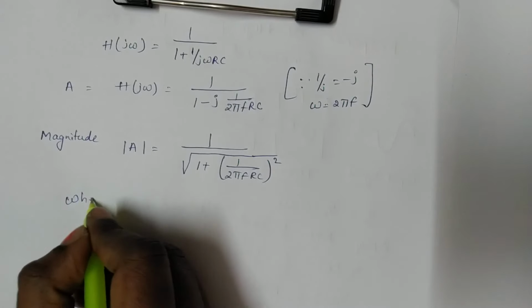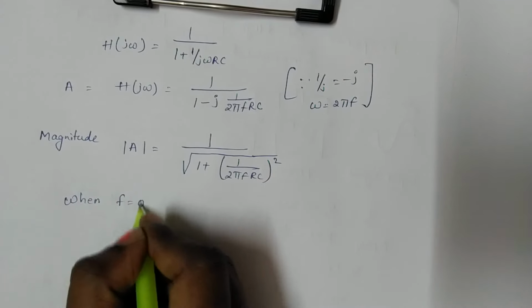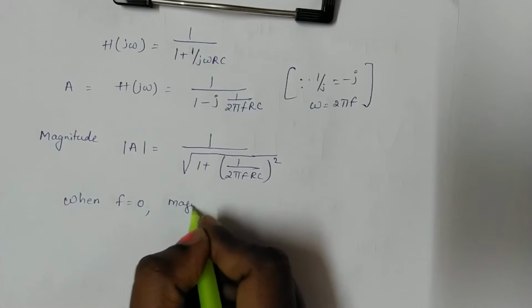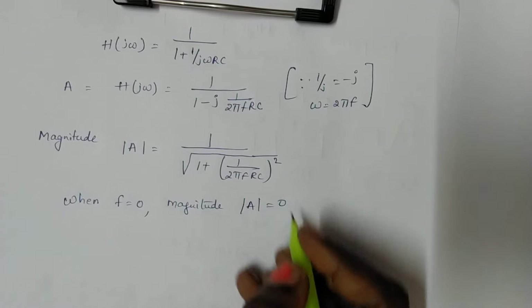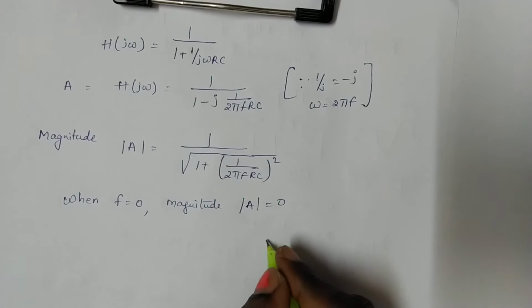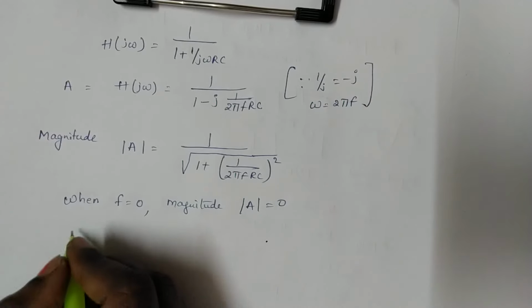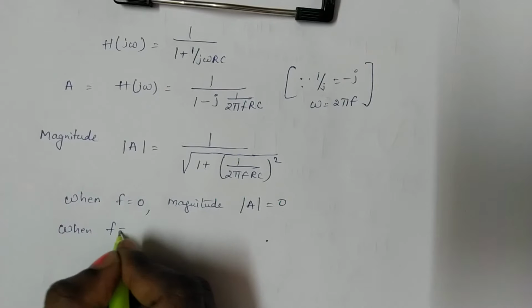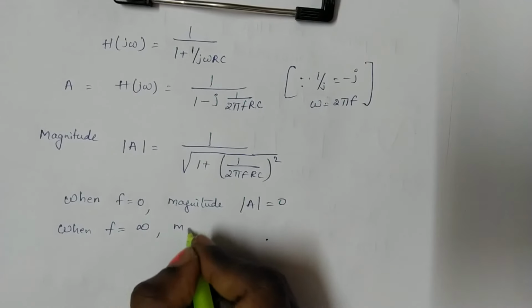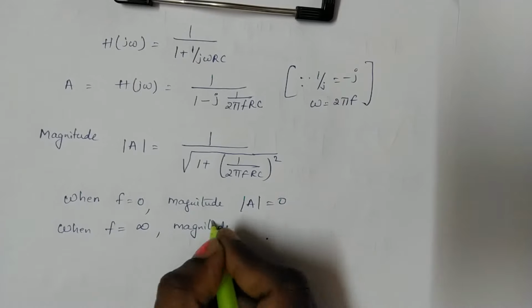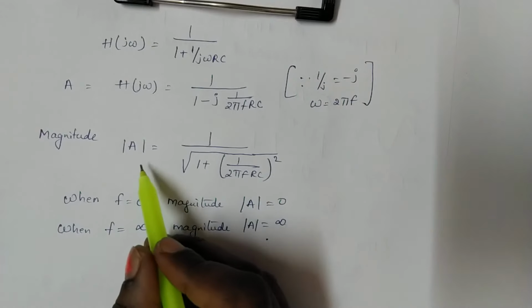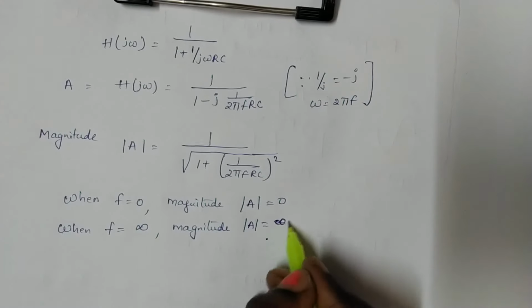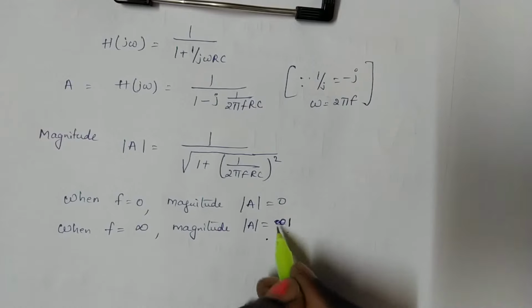When frequency equals 0, the magnitude mod A equals 0. In the output waveform we will draw that. When frequency equals infinity, the magnitude mod A will reach its unity value. The magnitude will reach its unity value.